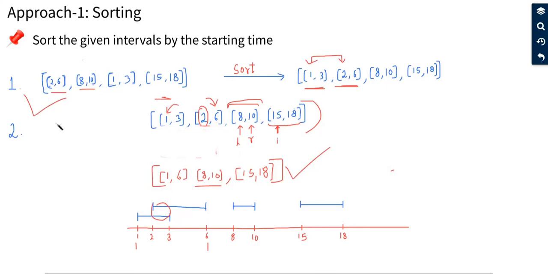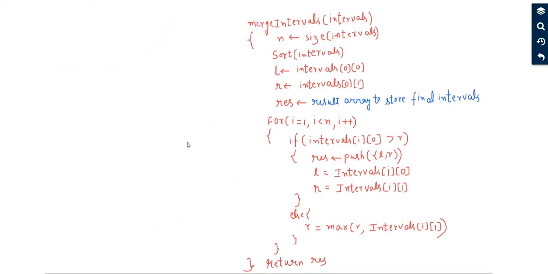Let's see the implementation of the approach which I explained here. Okay, so this is the implementation of the merge intervals function. It takes in the intervals as argument and calculates the size of the intervals, sorts the intervals by the starting time, and initializes two pointers L and R with the first interval, which represents the previous interval that we are standing. This is a two-dimensional array, which will store the final intervals.